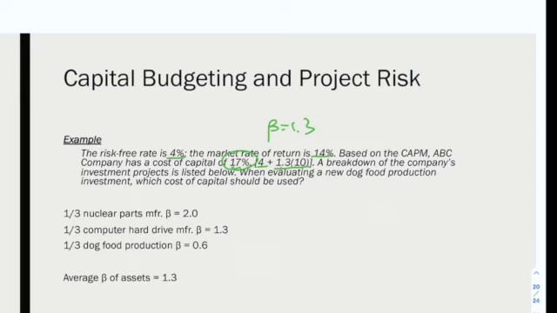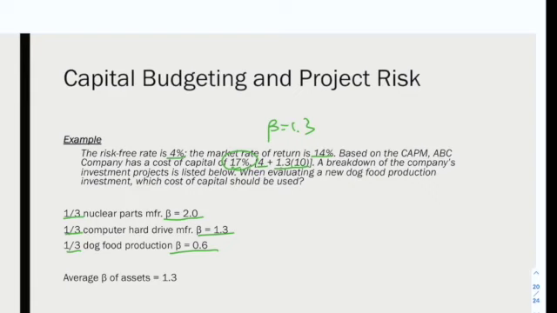When evaluating a new dog food production investment, which cost of capital should be used? We know that 1/3 of the ABC company's business is in nuclear parts manufacturing, which has a beta of 2.0, and 1/3 is computer hardware, which has a beta of 1.3, and 1/3 is from their new business venture, dog food production, which is a more defensive industry because you gotta feed your dog no matter what the economic condition is. You can hold back from computer hardware and nuclear parts, but not dog food, so it has a beta of 0.6.